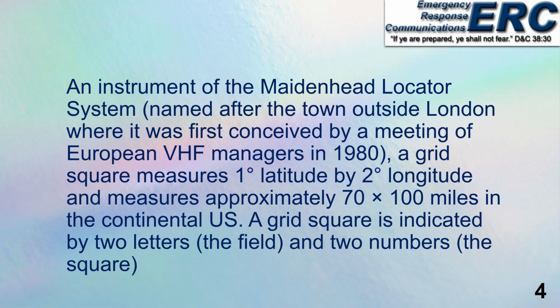Definition: an instrument of the Maidenhead locator system, named after the town outside London where it was first conceived by a meeting of European VHF managers in 1980. A grid square measures 1 degree latitude by 2 degrees longitude, which means it's about 70 miles by 100 miles here in the continental U.S. A grid square is indicated by 2 letters, the field, and 2 numbers, the square. As I mentioned before, there's also a 6-digit grid square with more detail. Let's go to slide 5.